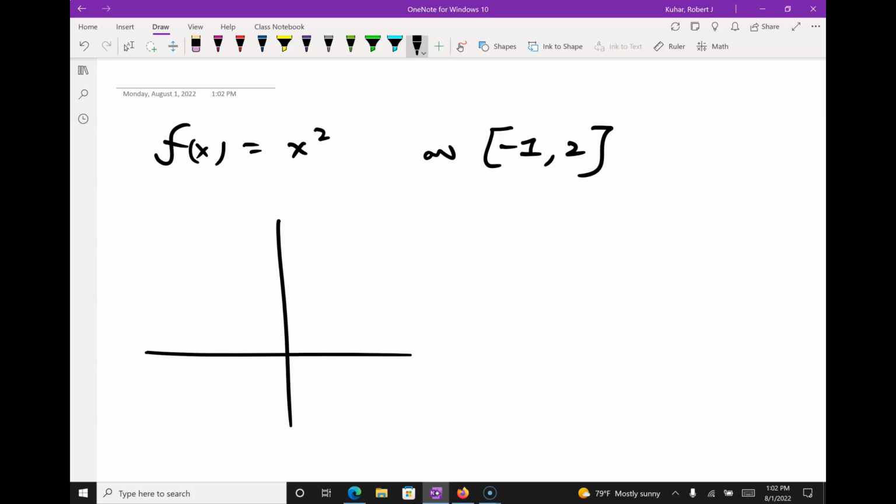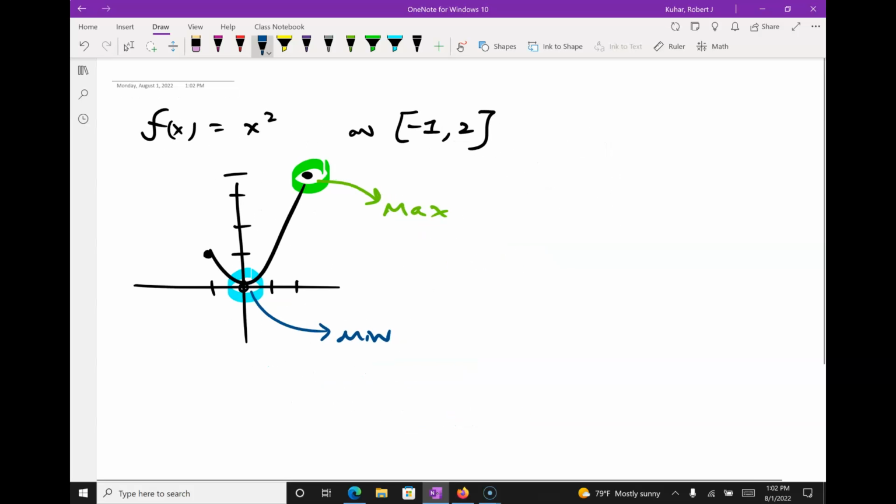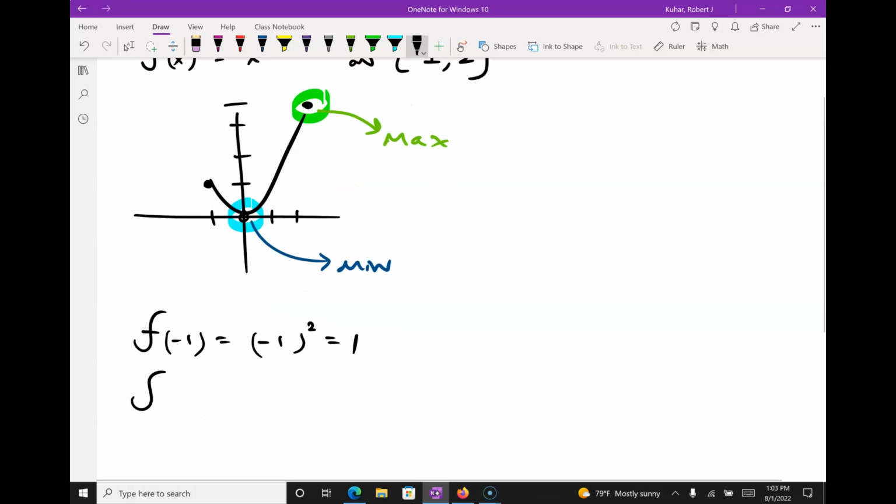We certainly don't need Desmos for this. And I certainly can see that this part is my maximum. We agree? That's the highest part. And this point is my minimum. That's the lowest point. Everyone agree with me? So we're supposed to find f of -1. That's -1 squared, that's 1. We're supposed to find f of 2. That's 2 squared, that's 4. So clearly 4 is a potential maximum. 1 is not. 4 is bigger than 1, so I know it's higher.